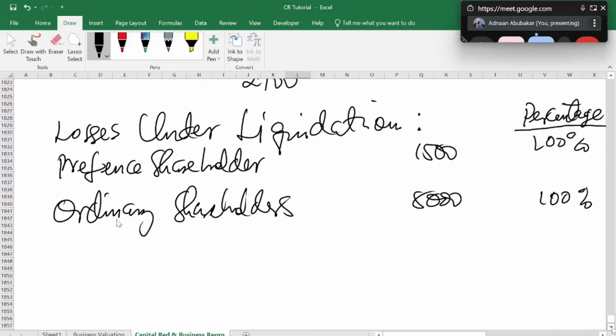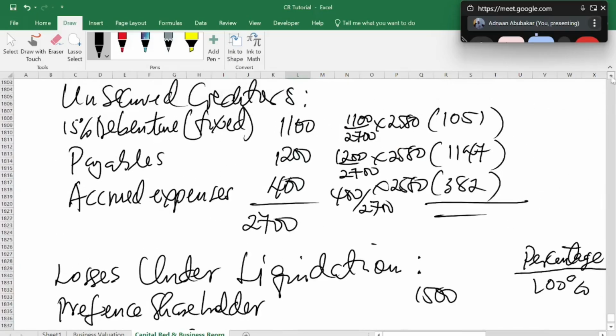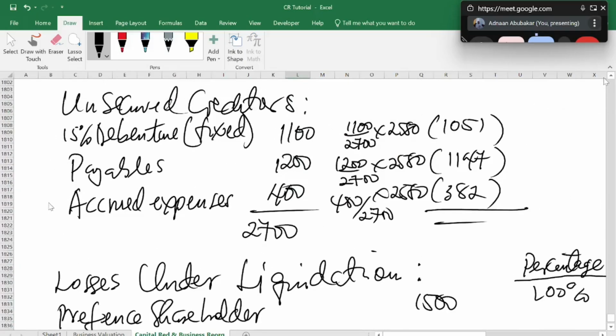Now you come to the unsecured loan people. Have you seen that? You realize that we couldn't pay all the outstanding amounts. We are left with 120. We couldn't pay all their money. We are supposed to pay 1,100. We ended up paying 1,050. We are supposed to pay 1,200. We ended up paying 1,147. Have you seen that?